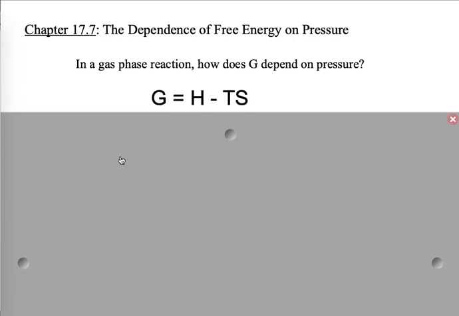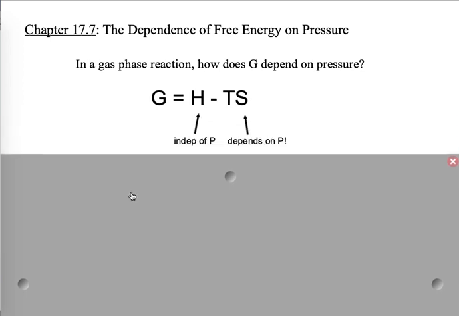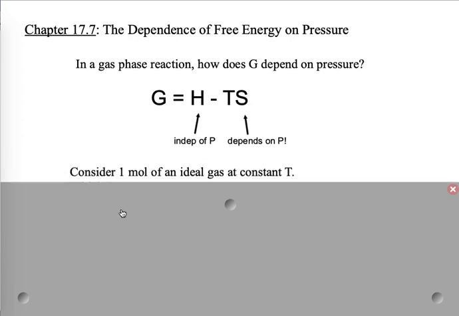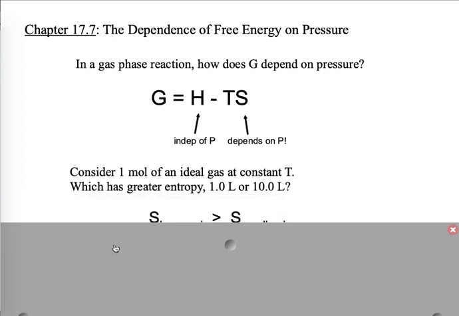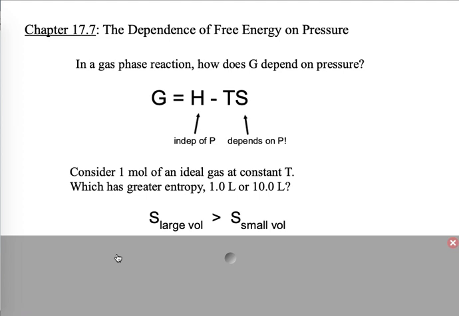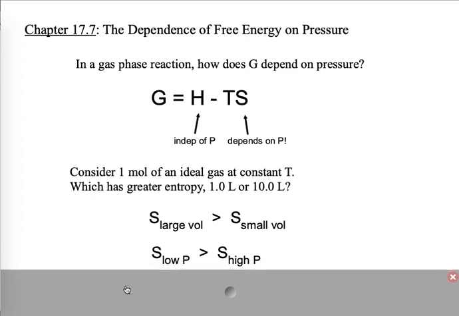Well, our definition of free energy, G, is that it's equal to the enthalpy, H, minus the product of the temperature and the entropy, S. The enthalpy of a system does not depend upon the pressure, but the entropy of a system does depend upon pressure. So if we consider 1 mole of an ideal gas at constant temperature, we ask ourselves which has greater entropy, 1 liter or 10 liters. Obviously, 10 liters, because at a larger volume, there is greater positional probability, more ways to arrange the particles, and therefore a larger entropy. Okay?